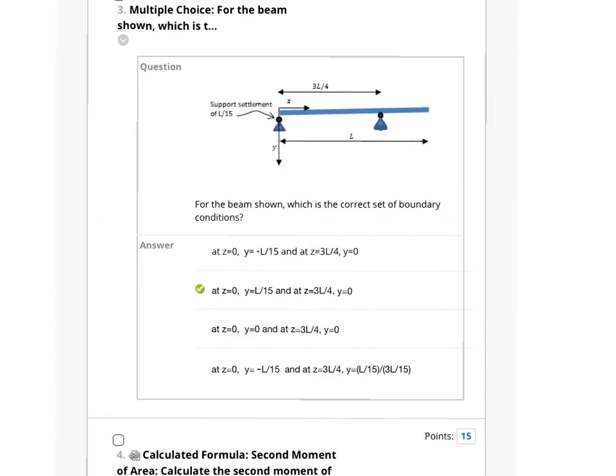In this case, we know the displacement at this right hand support over here is 0, and the displacement at this left hand support is given as a support settlement of L over 15. So combining these two, we could say at z equal to 0, y is L over 15, and at z equal to 3L over 4, y equals 0. So this is the correct answer.